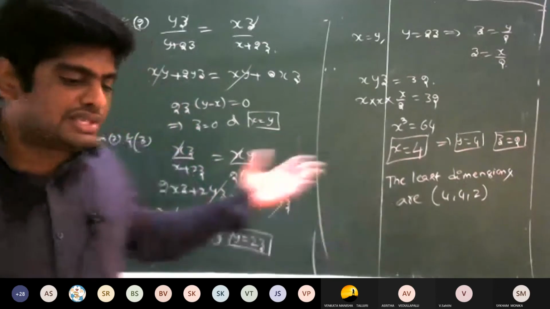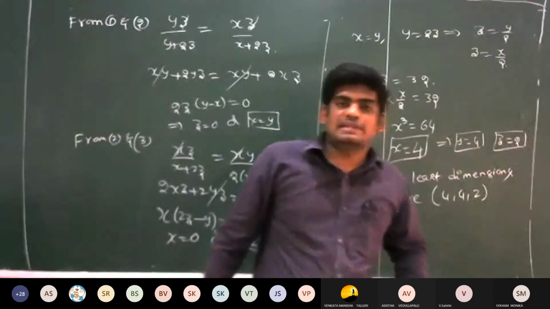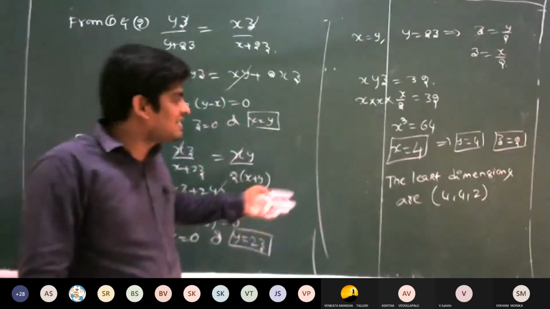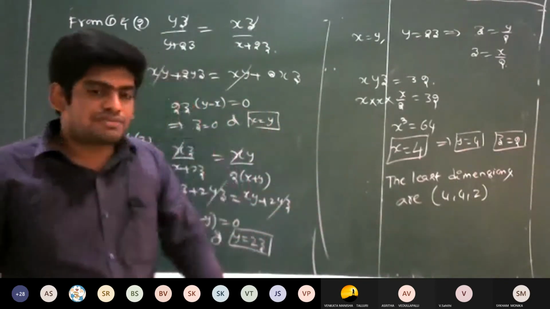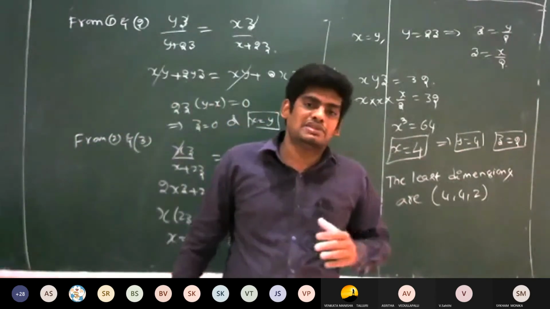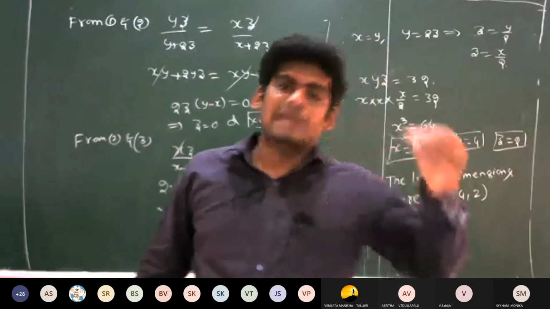It is a very simple concept. So first you have to calculate the dou f by dou x, dou f by dou y and dou f by dou z values, and then we have to equate the values to 0. Then after that you have to simplify. You will get the 3 equations, and simplify those 3 equations. Then you will get the values of x, y, z. So those are the required values.